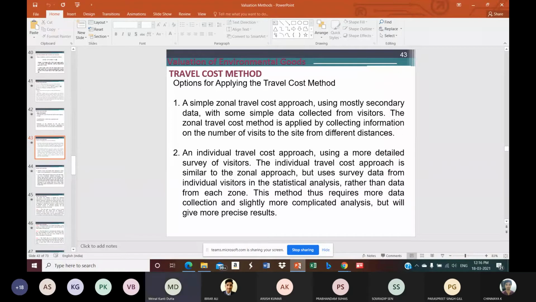Otherwise, the sample which is actually chosen for representing the population may not be a very good sample, or maybe it may not be consistent. It might have certain biases out there. So in a sense, the individual travel cost approach is similar to the zonal approach. The only thing is that it uses the survey data from individual visitors. Statistical methods are used to estimate the demand function and also to find out the factors which will be influencing the demand for the sites or the resources.